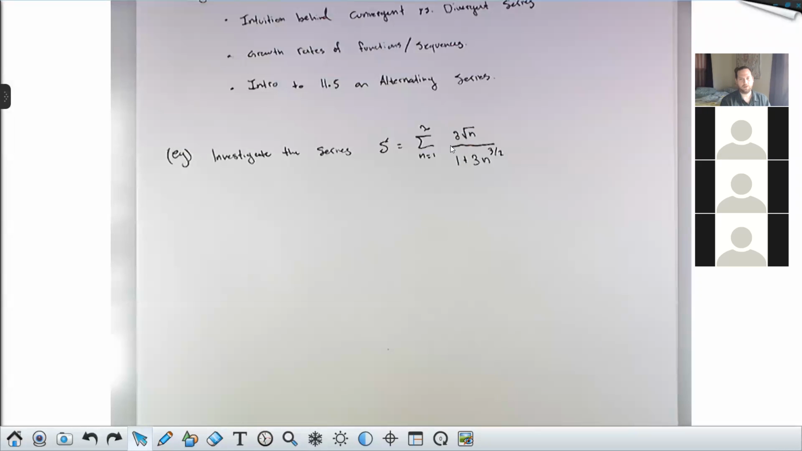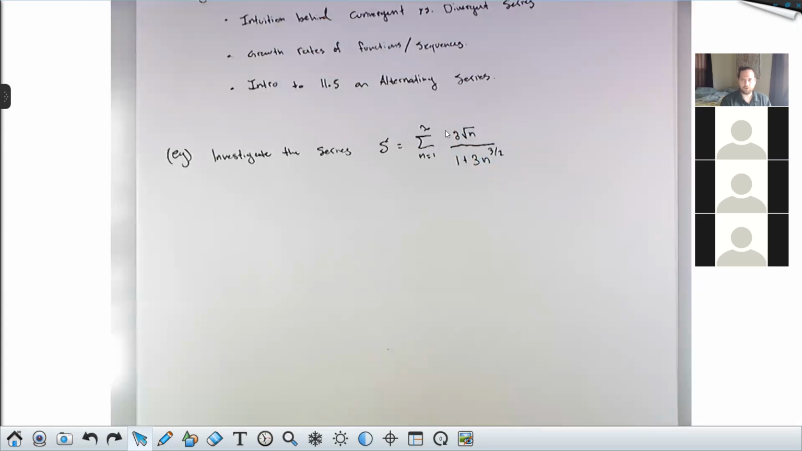So everybody heard what Augustine said. The fastest growing term downstairs here is n to the 3 halves. And the fastest growing term upstairs is n to the 1 half. So the denominator grows faster than the numerator. That's very true.